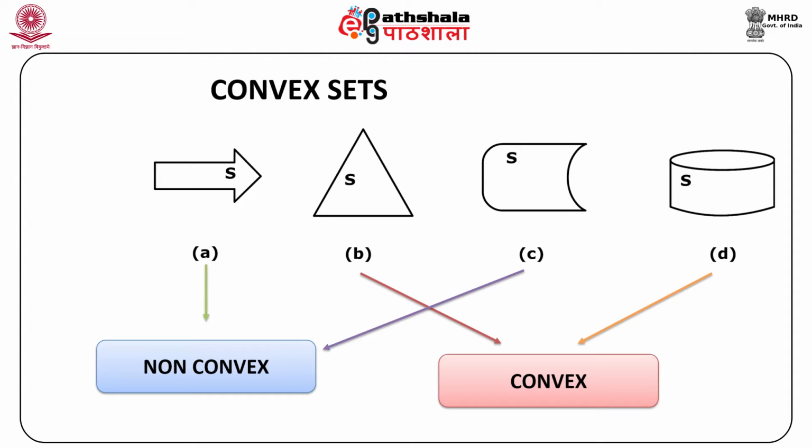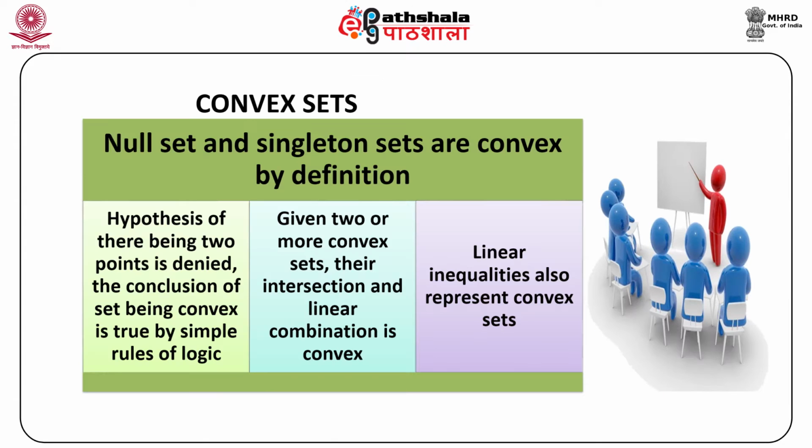The sets in B and D are convex while those in A and C are not, if the interior points are included in the set. If only the boundary is considered as constituting the set, then none of the above sets is convex. The null set and singleton sets are convex by definition. Since the hypothesis of there being two points is denied, the conclusion of the set being convex is true by simple rules of logic.